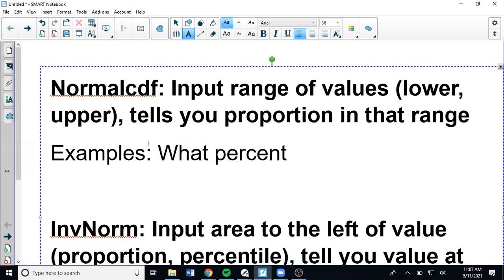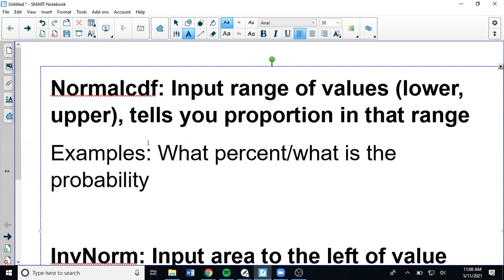If it asks something like what percent, or what is the probability that we are larger than this amount, or what percent of values lie between 10 and 20, those are all questions that normal CDF will help us answer.